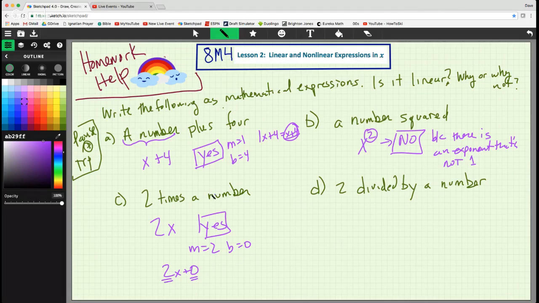2 divided by a number. We had 2 times the number, but what about 2 divided by a number? And the answer is no. Because the variable is in the denominator.